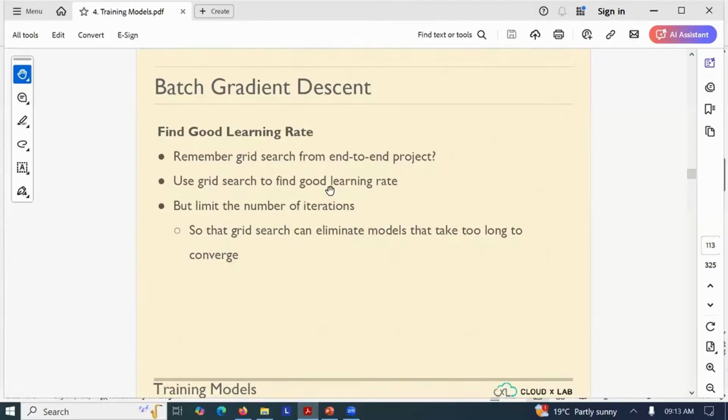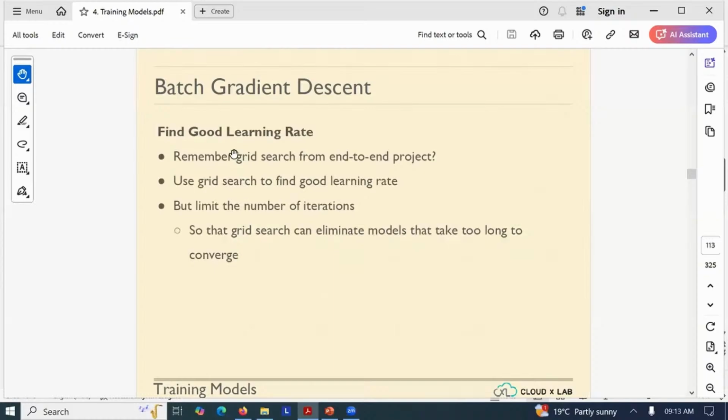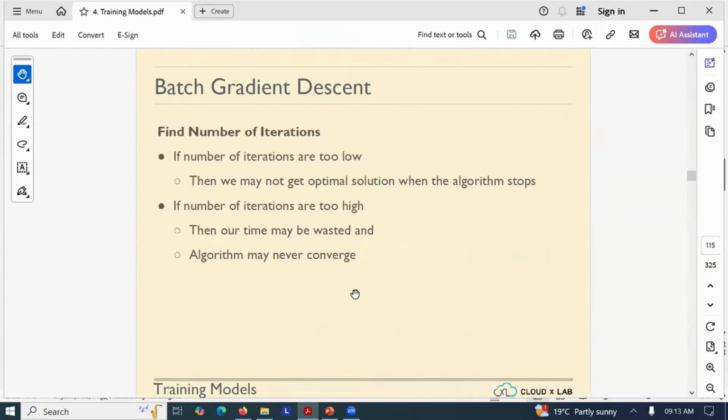So we can use grid search to calculate the learning rate. Yes. And we can also use cross validation. So what we can do is try several values of the learning rate, and we will pick the learning rate that maximizes our accuracy or that minimizes our error, right?